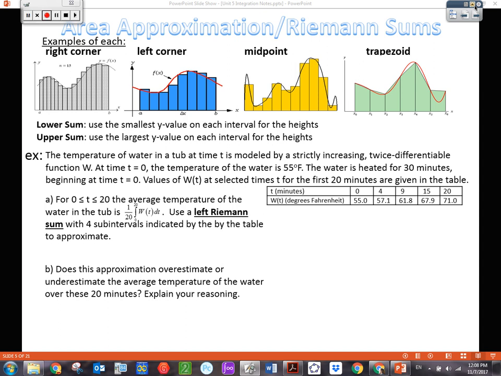We have the temperature of the water in a tub at time t is modeled by a strictly increasing, okay, this is important information. So this is a strictly increasing function. It only increases. It's twice differentiable. Well, that just means we could take the derivative of it twice. Just keep that in the back of our mind, but this strictly increasing is going to be important.